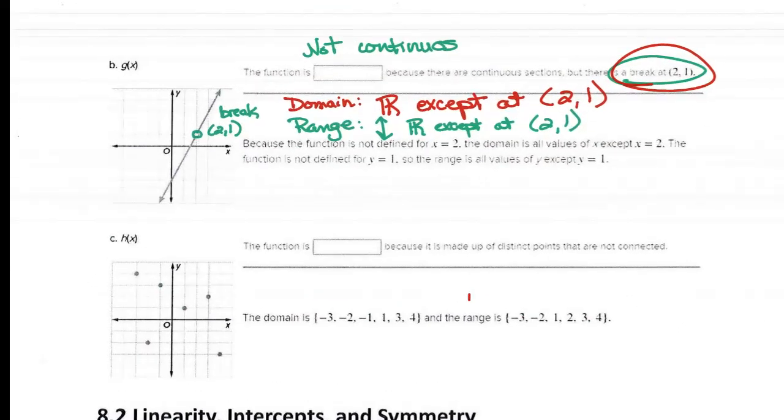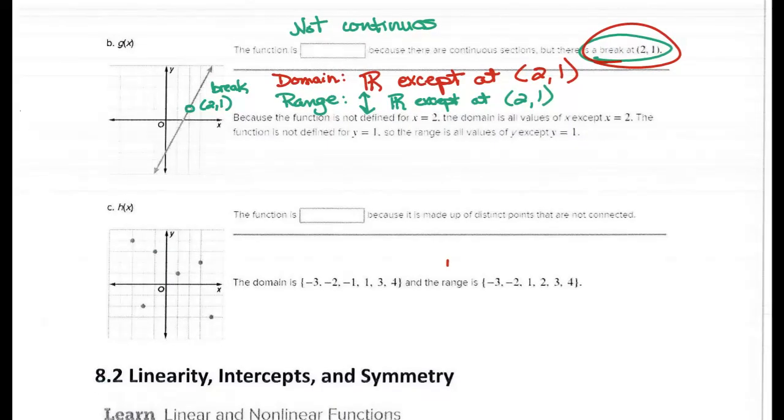And the last one. The function down below is blank because it's made up of distinct points that are not connected, or dots. So when you have several dots, that means it is discrete. Dots and discrete. So the D for discrete goes with the D of dots. Now notice, these are all very specific points. That is what the graph is. It is each one of those points.